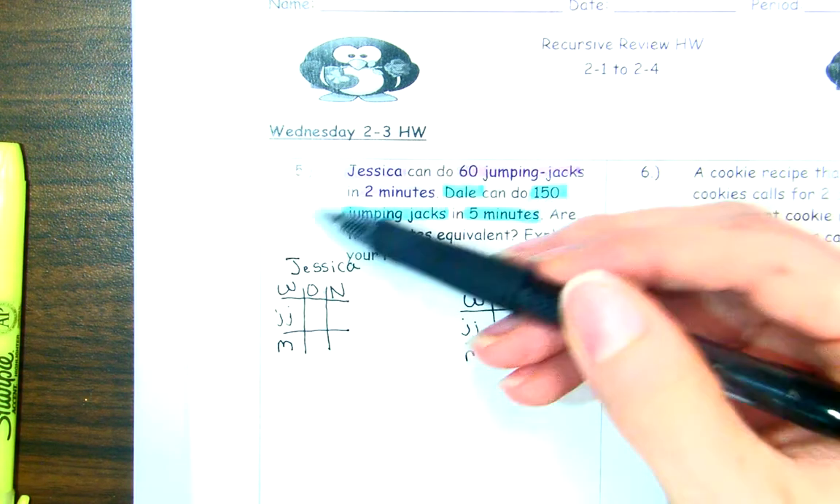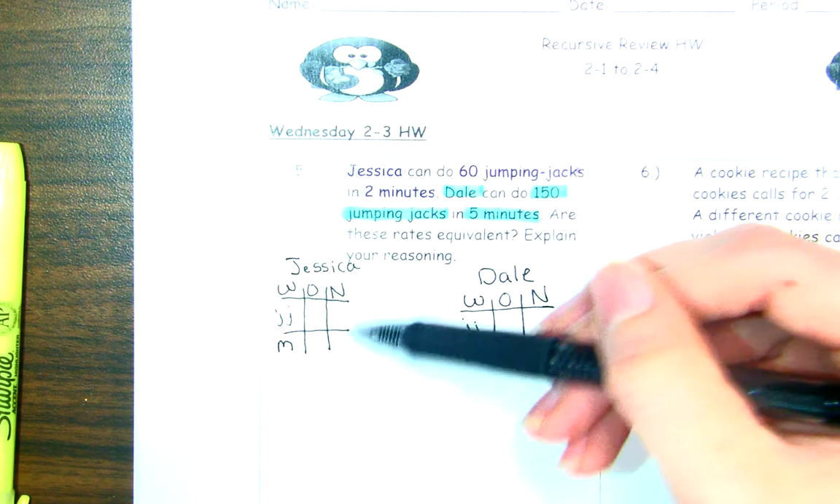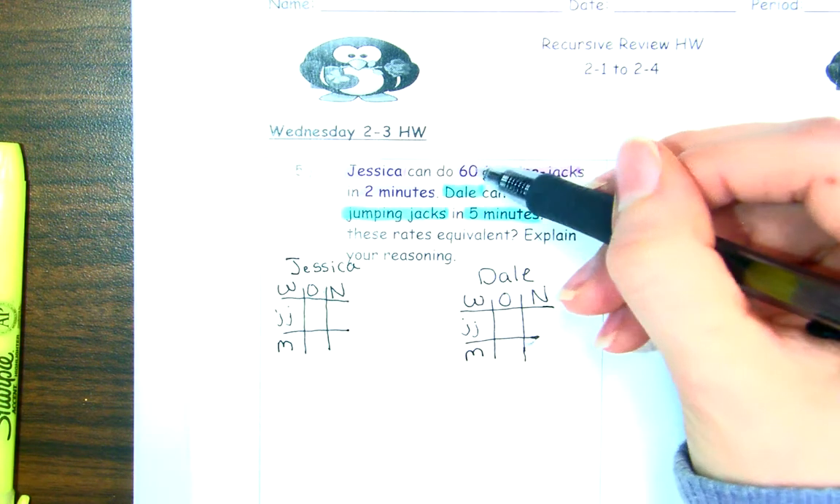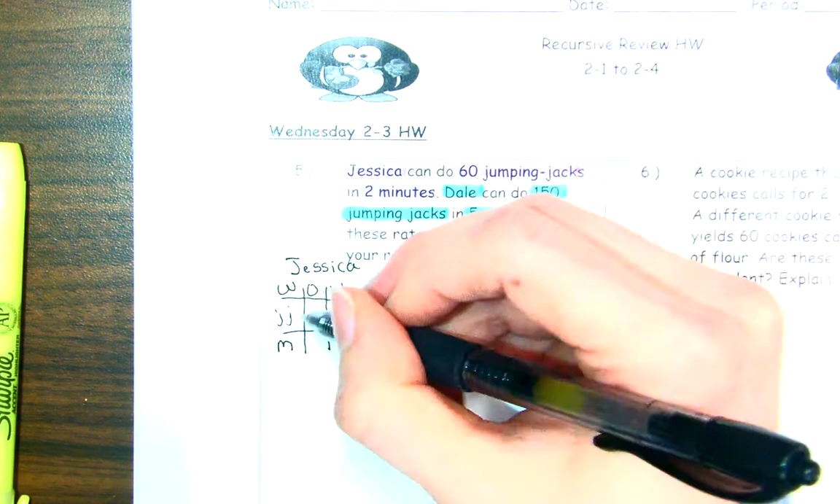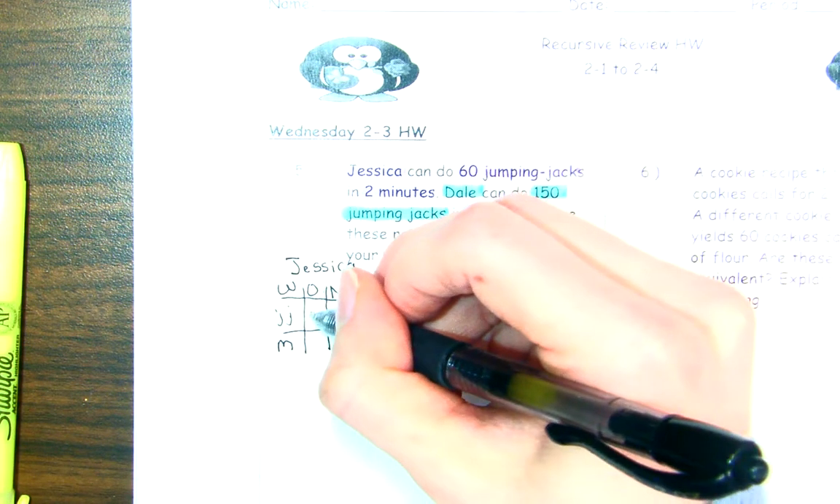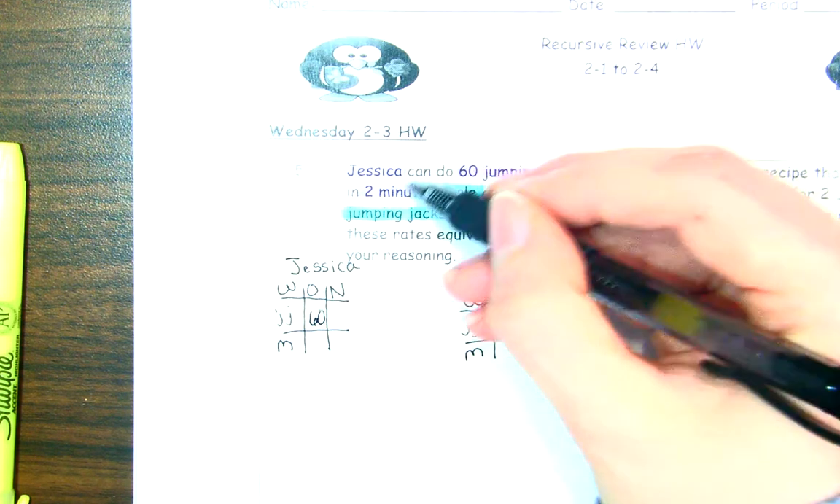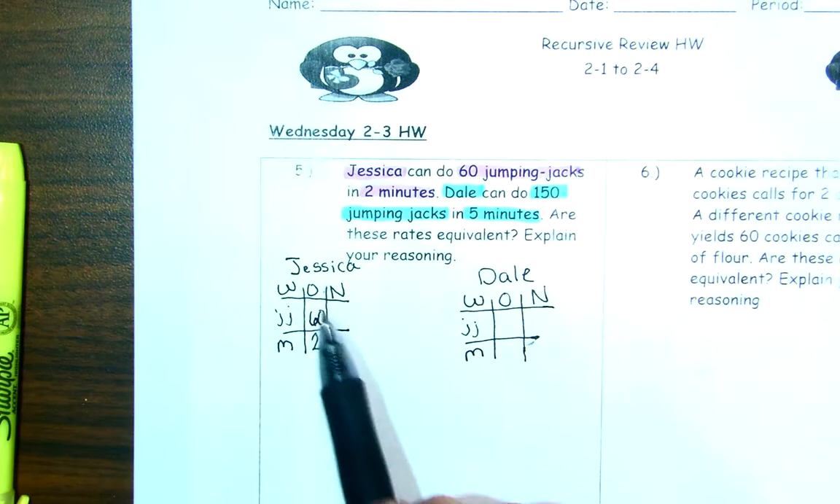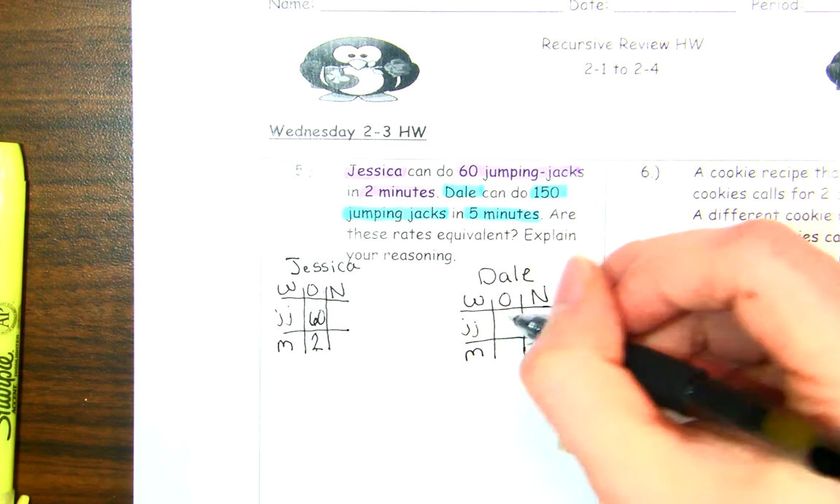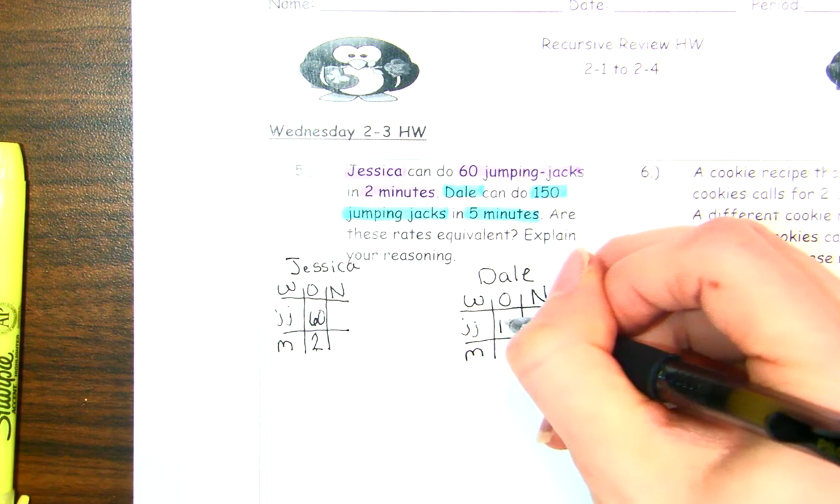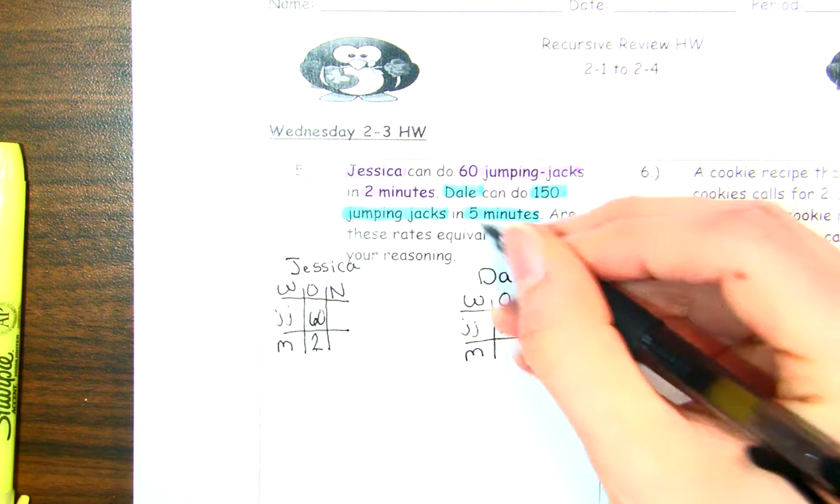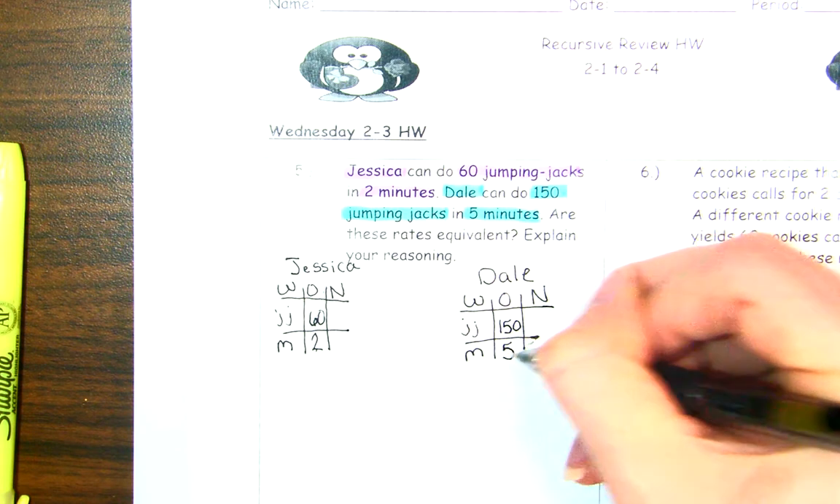Okay, I want to make sure I keep Jessica's information in Jessica's box. It says Jessica jumps 60 jumping jacks, so 60 should go with the jumping jacks in 2 minutes. So I put the 2 with the minutes. See how all Jessica's information is in her box. 60 jumping jacks in 2 minutes is how I read that box. Dell does 150 jumping jacks in 5 minutes.